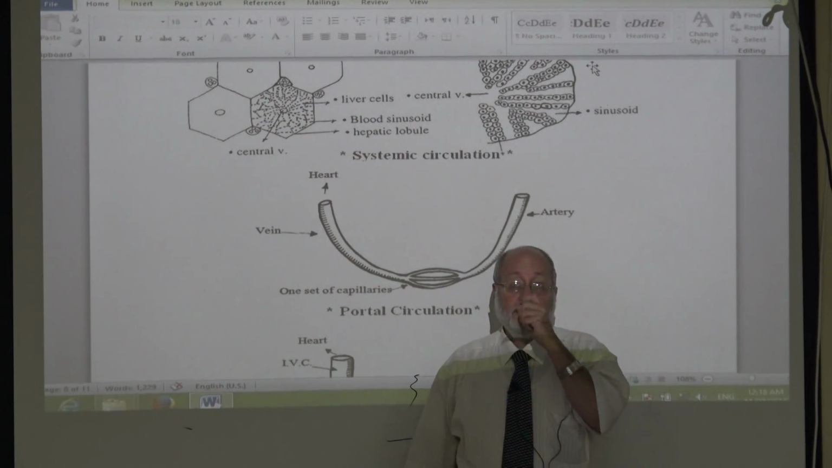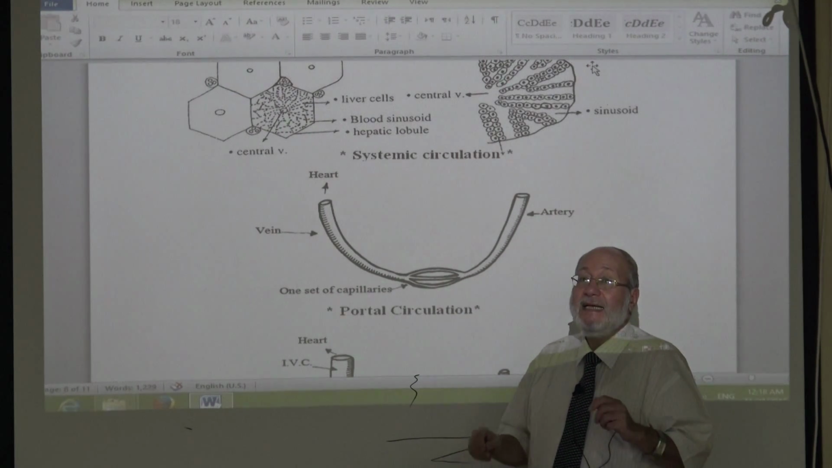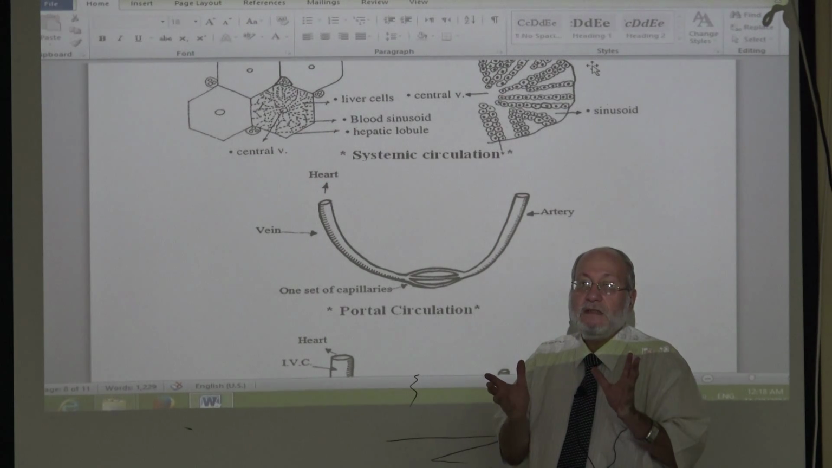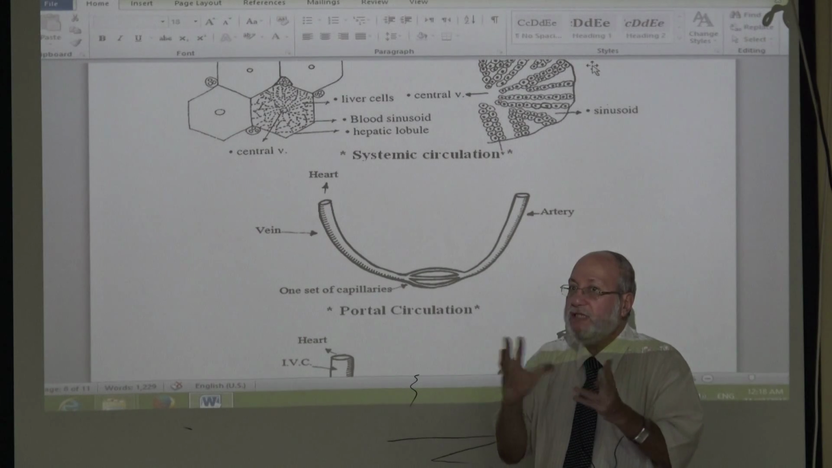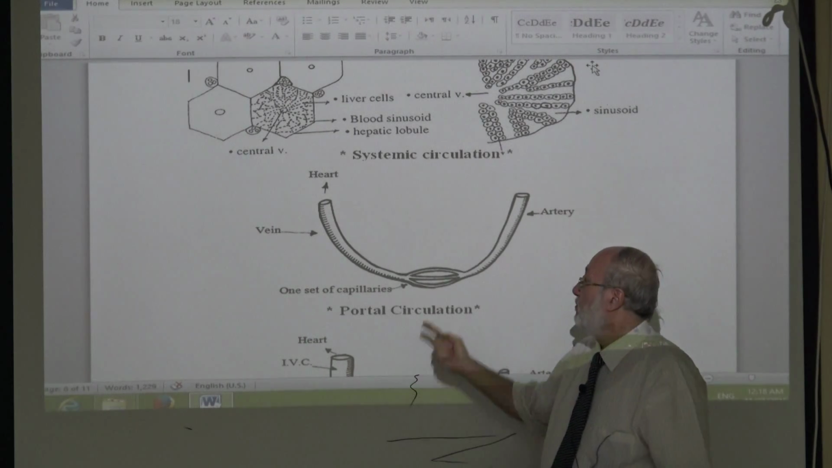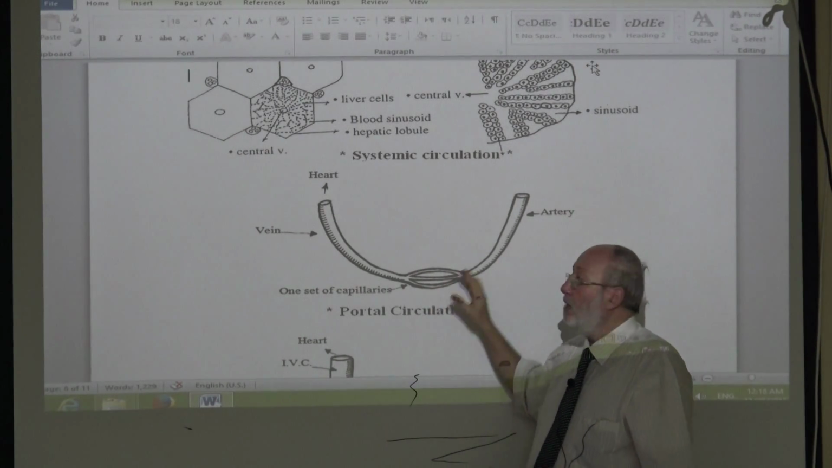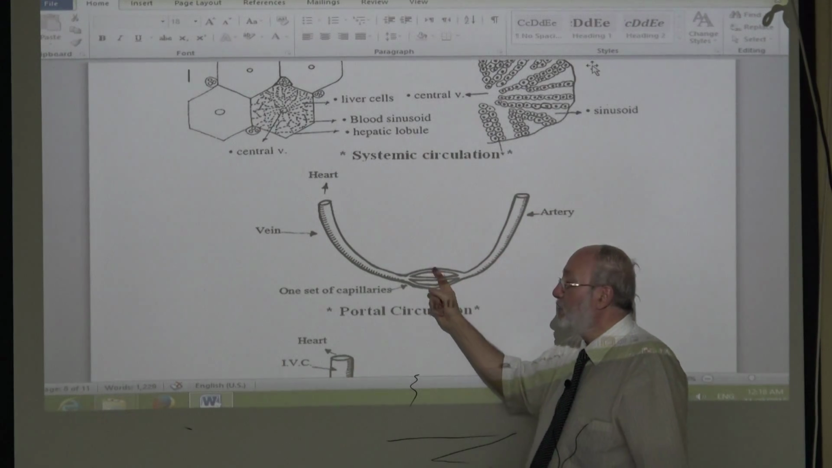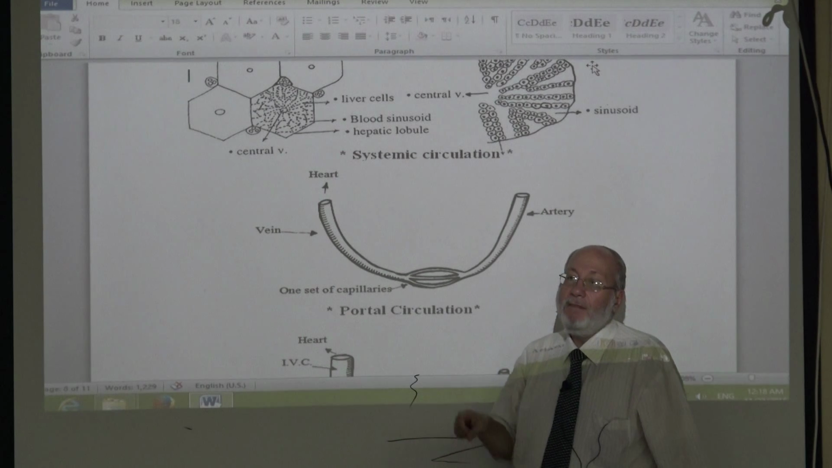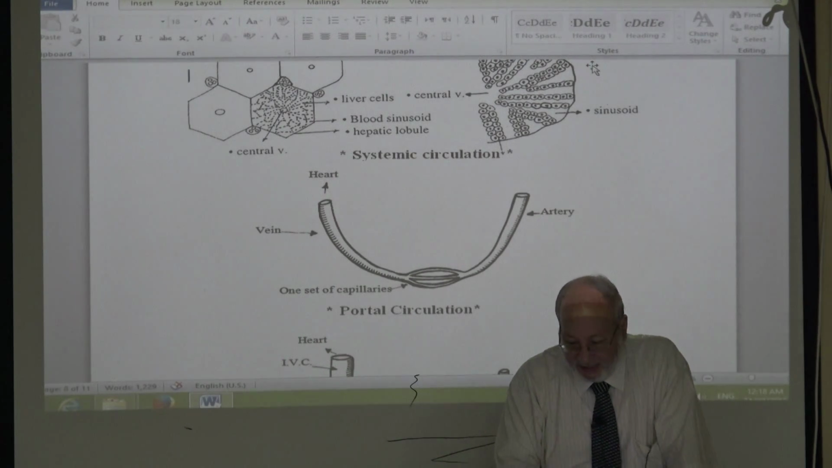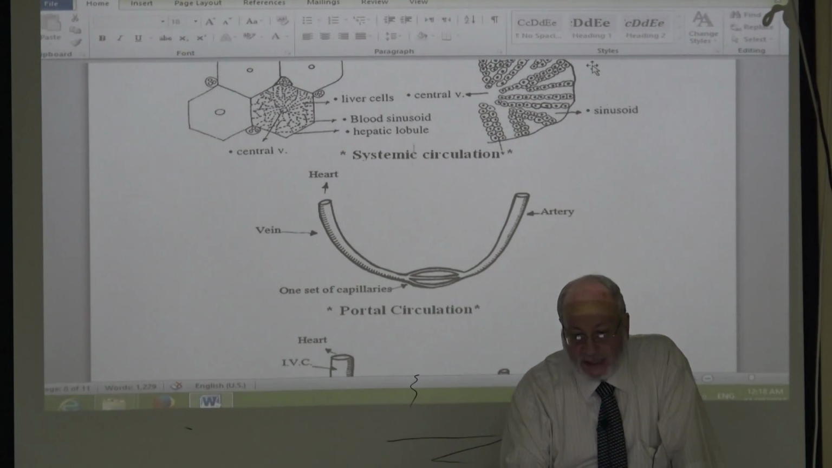In this circulation, the set of capillaries, how many sets of capillaries? 1, 2, 3, 4, 5, what? In this circulation, there is only one set of capillaries. But look at this circulation.